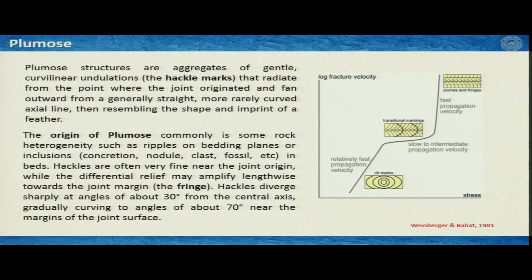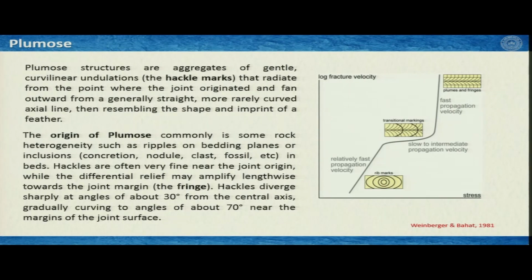but it is not. The origin of the plumose commonly is some rock heterogeneity, you can consider them as ripples on bedding planes or inclusions. So this could be a concretion, nodule, clast, fossils, etc., in the beds. The hackles are often very fine near the joint origin, while the differential relief may amplify lengthwise towards the joint margin, towards the fringe. We will see the example very soon. Now hackles diverge sharply at angles of about 30 degrees from the central axis, and gradually this angle increases, curving to angles of about 70 degrees near the margins of the joint surface.